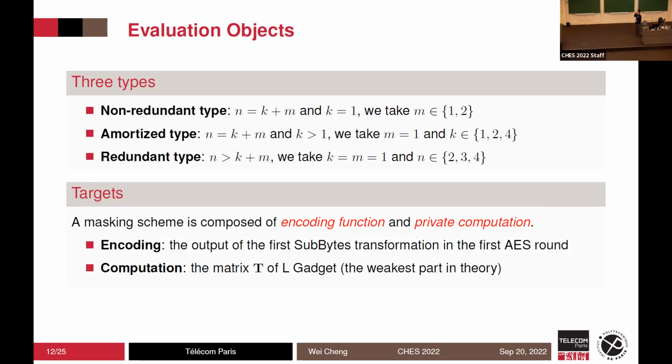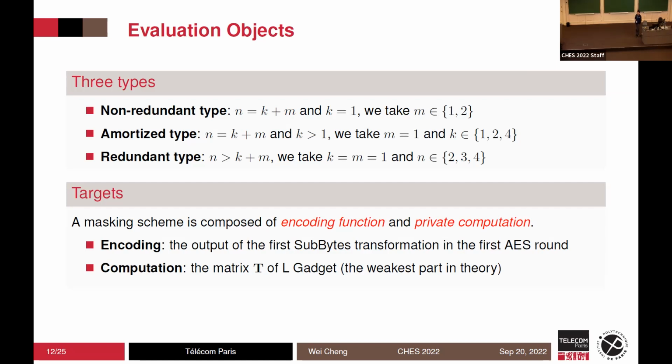So next we move to the evaluation part. Basically we consider three types. The first one is the no-redundancy case. That means n is equal to k plus m, and here we take k equal to 1 and m from 1 to 2. Then there is the packed type, when k is greater than 1, but for simplicity we take n equal to k plus m, and just change k from 1 to 2 and 4.